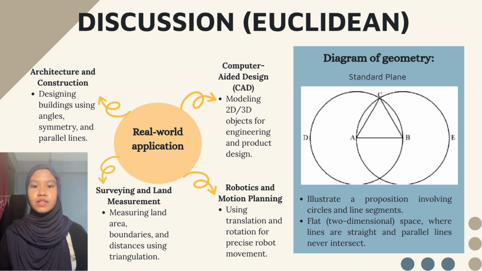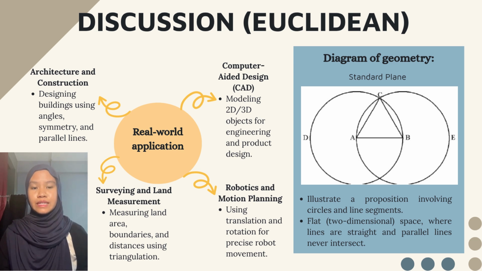Then, surveyors use Euclidean formulas to measure land area and define property boundaries through triangulation. Lastly, in robotics, Euclidean transformations like rotation and translation help robots move precisely. Then, this is a diagram of the standard plane of Euclidean geometry.